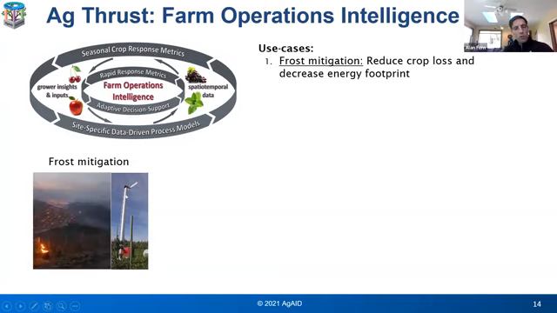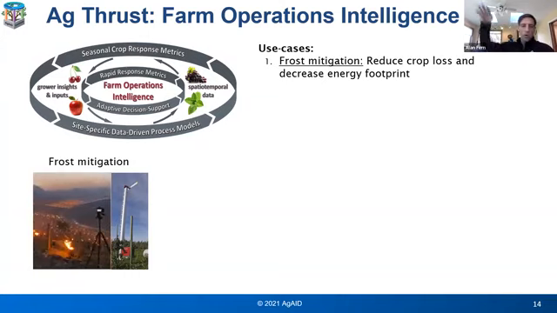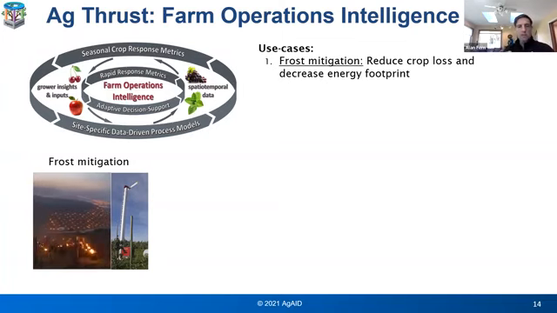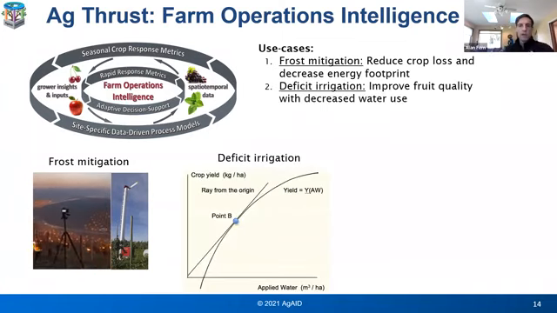They also will use wind machines sometimes to invert the air when you have a warm layer above a cold layer. But this is a big deal. So how can AI help them here? And this is one of the specific examples that I'm going to talk about later.